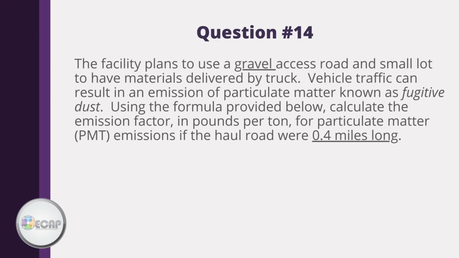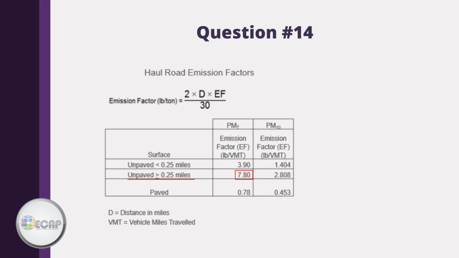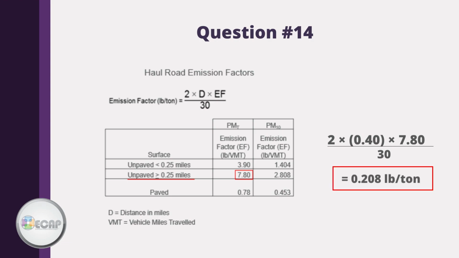Vehicle traffic can result in an emission of particulate matter known as fugitive dust. The important thing here is the length of the haul road and the fact that it is graveled. Using the formula provided, we can calculate the emission factor in pounds per ton of particulate matter. The haul road is 0.40 miles and is unpaved. So using the equation, we now have 2 times 0.40 times 7.80, which is the emission factor for unpaved road greater than 0.25 miles. We take this number and divide it by 30, which gives us a total of 0.208 pounds per ton of total particulates from the haul road.